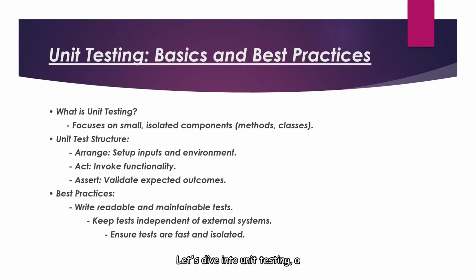Let's dive into unit testing, a fundamental part of testing that focuses on testing the smallest units of your code in isolation. A unit could be a single function or method, and testing it ensures it performs as expected. The process for unit testing follows a basic structure, often referred to as arrange, act, assert. First, you arrange by setting up the necessary inputs or preconditions. Then you act by calling the method or functionality being tested. Finally, you assert to verify that the output matches the expected result. This simple yet powerful structure ensures that your tests are consistent and easy to understand.